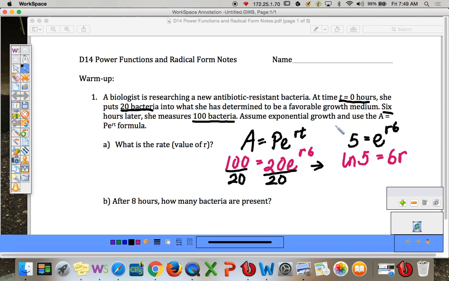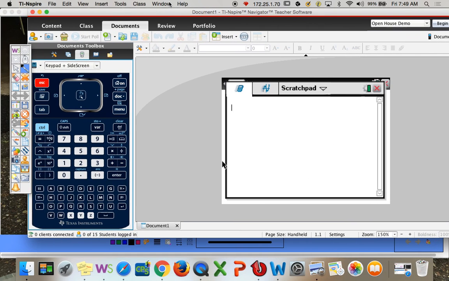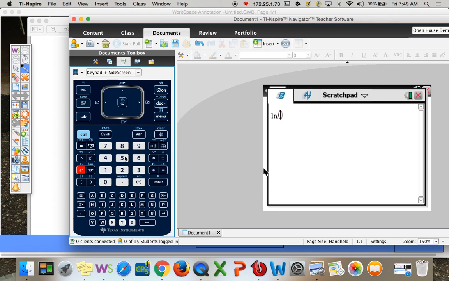So again, the steps behind that, I would have 5 equals log base e of r times 6. And then if I log this side, I can log this side. This is the natural log, so this would cancel. So we have ln of 5 equals 6r, and then we're going to divide each side by 6. So let's type that into our calculator. So we have natural log of 5, and then divide by 6.